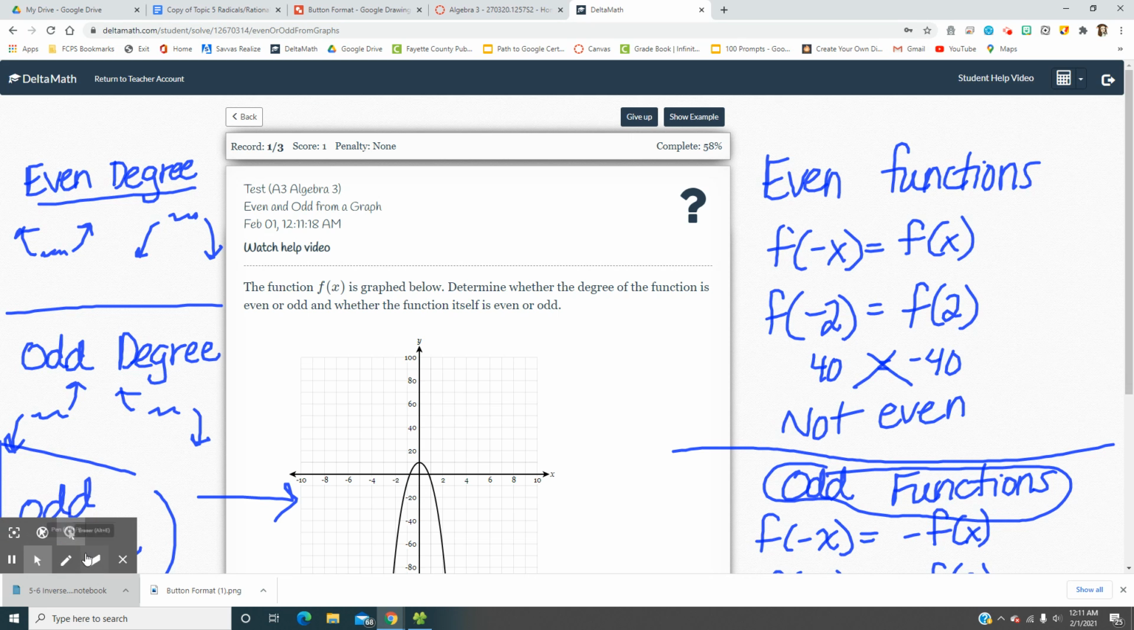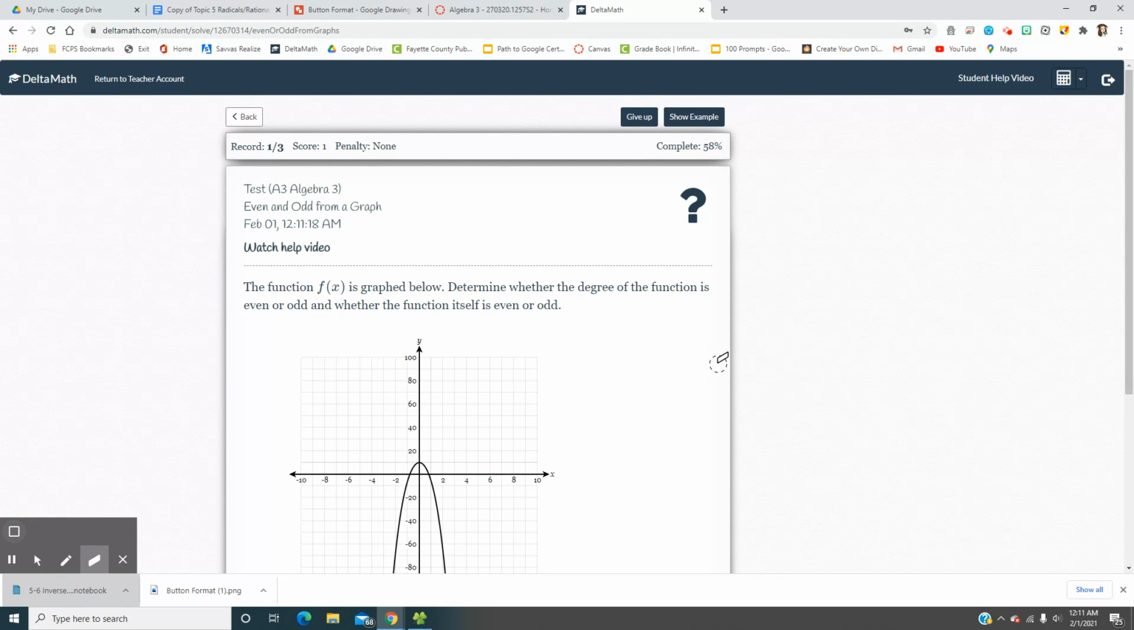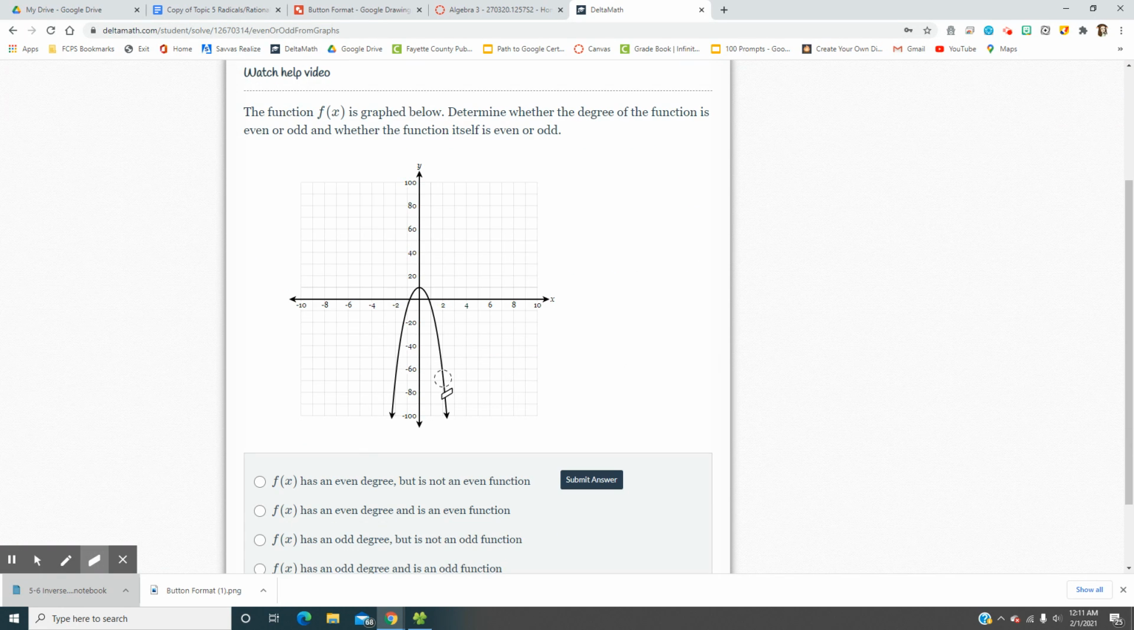Let's try another one. This function, both ends are pointing the same way. So I'm going to say this is even degree. I'm writing with a mouse, I have no idea why. Even degree because both ends are pointing the same way. Now let's check if it's an even function.